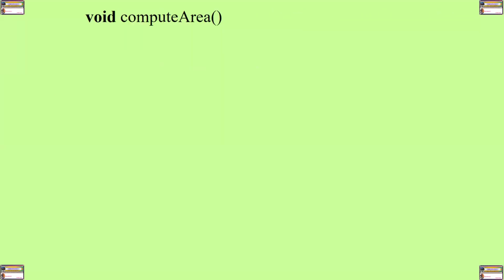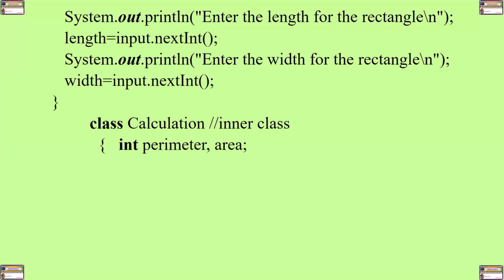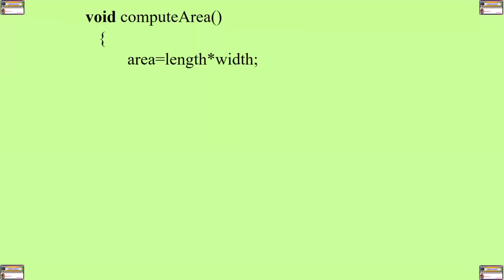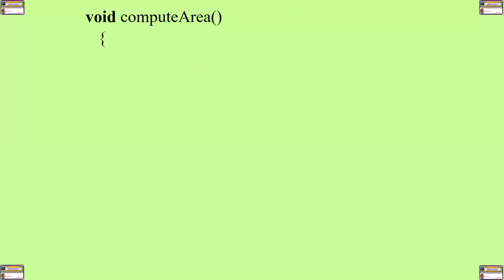We don't have area defined inside this method, but because compute area is a member of the inner class called calculation, we are able to access this member called area from there. So this method called compute area is able to access length and width, which are defined in the outer class, and also inherit area, or access area, which is a member of the class calculation, to which compute area belongs.